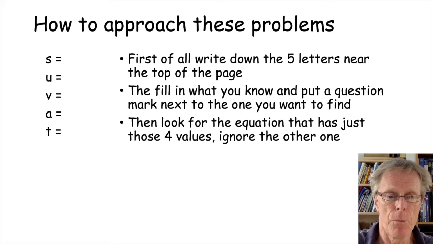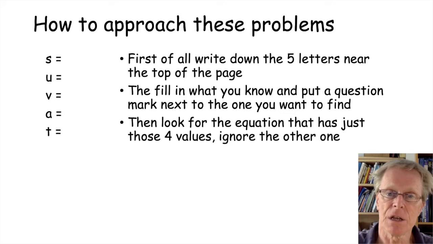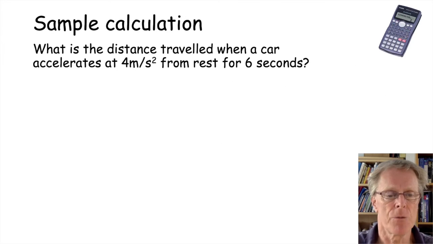And then what you do is look for the equation from your formula sheet of the 4 equations. Look for the one that has those 4 values in: the 3 you're given, the one you want to work out, and you ignore the other one. So let's have a go at this. Let's put this into practice. So here's a sample calculation.